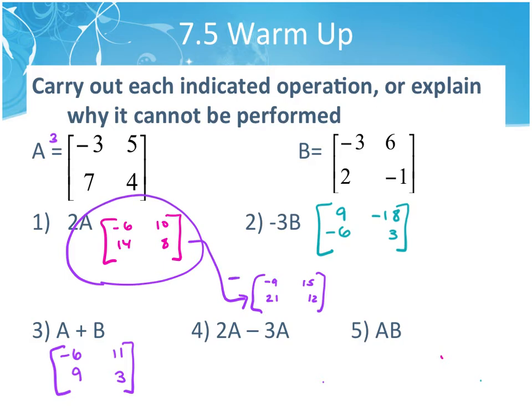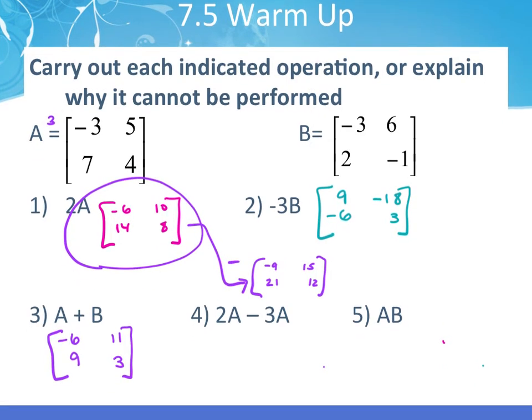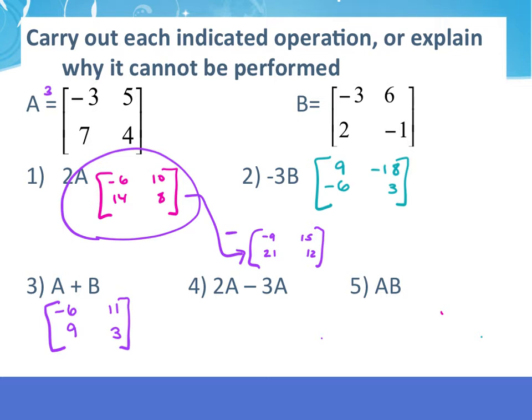So you have to remember to change the signs. If you had distributed a negative 3 on A, then I could have added, but I did the positive, so I'm going to subtract. So negative 6 minus a negative 9 becomes negative 6 plus 9, which is 3. 10 minus 15 becomes negative 5. 14 minus 21 becomes negative 7. And 8 minus 12 is negative 4.